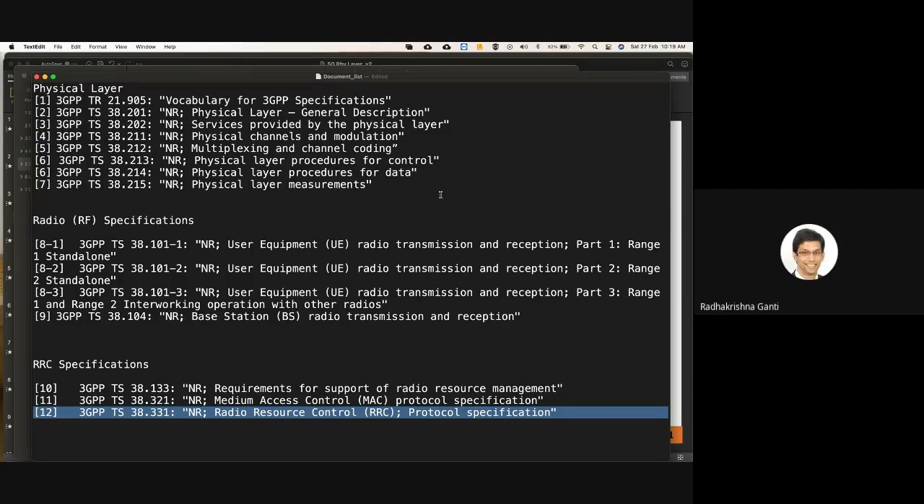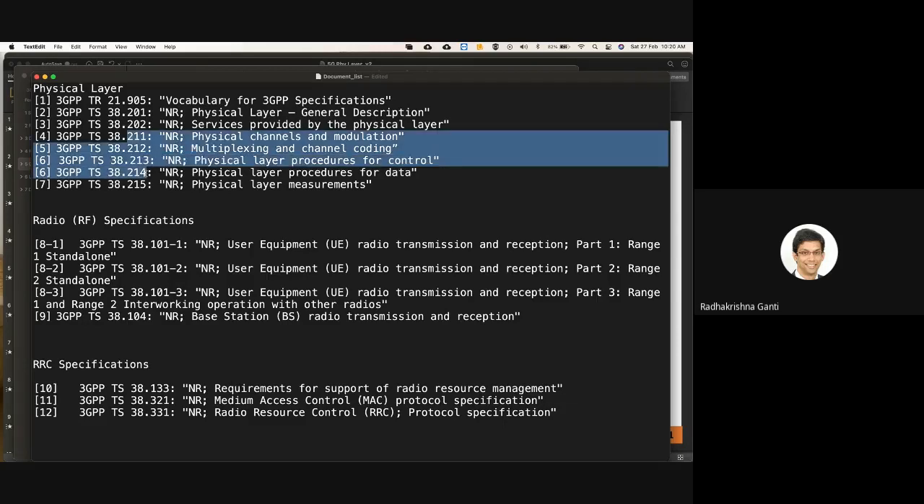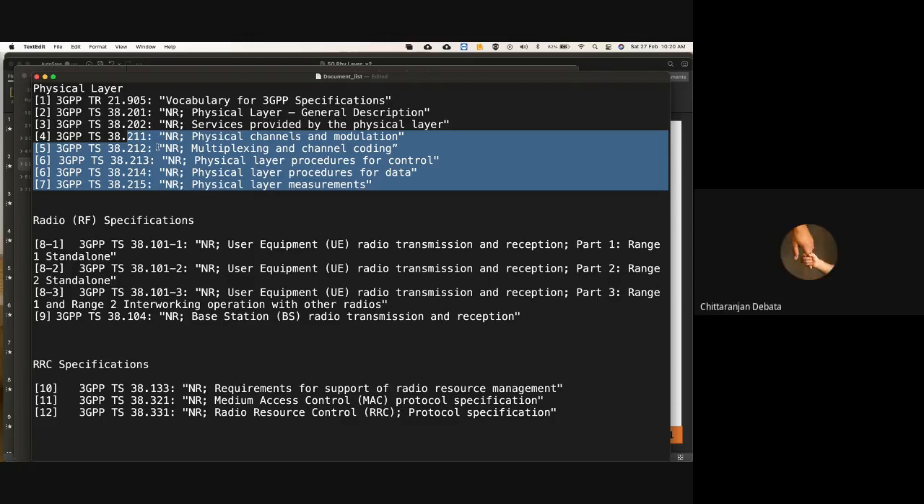Sir, what about the in-between numbers, that is 203 to 210, are they meant for something else? Nothing. I don't know how they chose this number. So for example, 36.211 is the physical channels and modulation for LTE. I don't know why they started there. I think everyone started after 10. I don't know why. I'm not very sure of that. There's nothing called 203 up to 210. Okay, okay, sir.